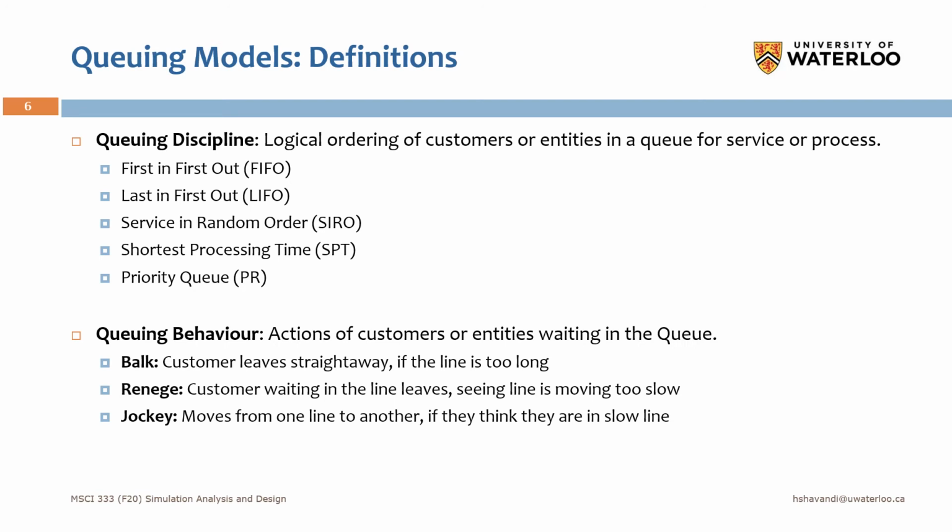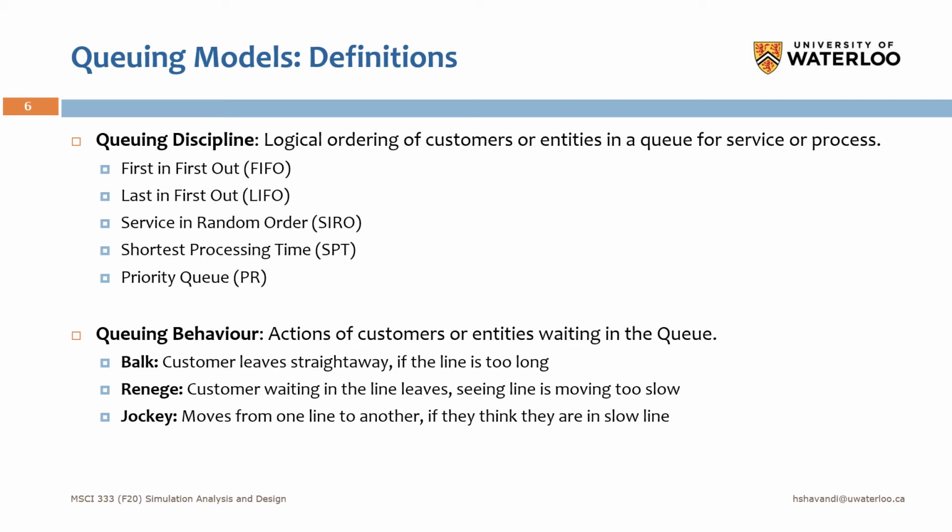And for the queuing behavior, again we may consider different behaviors for customers. For example, a balk behavior. In balk behavior, the customer leaves the system straight away if the line is too long. So in this case, not every customer will join the system. The customer arrives, and if the line is too long, then it gives up and leaves the system without having the service. So this is called balk behavior.